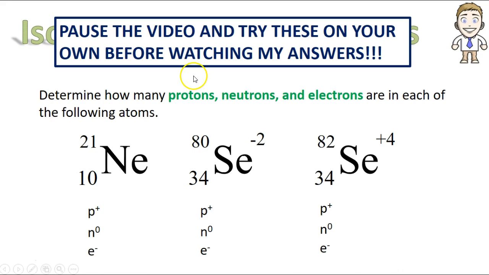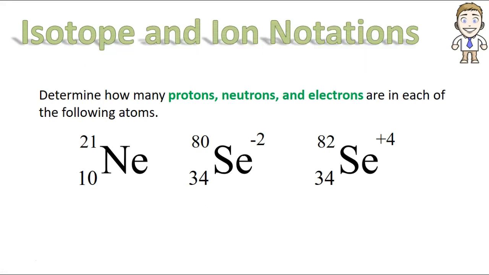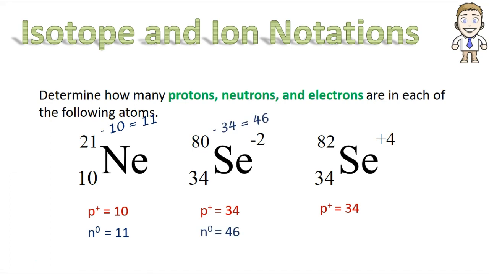to see how well you did. Assuming you've had a chance to pause and try these, or if you're just following along, here's the answers. Protons should always come first because it's easiest. The atomic number is the proton, so 10, 34, and 34. Next, let's look at the masses to get the neutrons. Subtract out the atomic number. 21 minus 10 is 11 neutrons. 80 minus 34 is 46 neutrons. And 82 minus 34 is 48 neutrons.